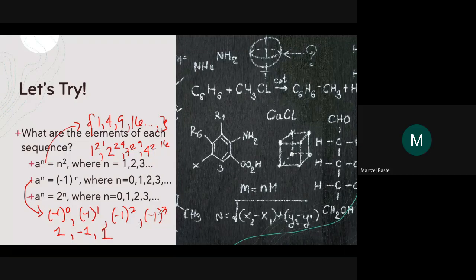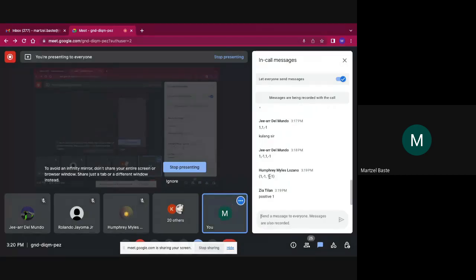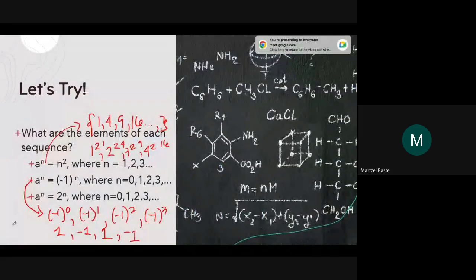And then this one, since odd number siya, negative 1, because if this is positive, then if you multiply again the number by negative, the resulting value will be negative. So alternate siya: 1, negative 1, 1, negative 1, 1. Gets, guys? Mga naka-gets bitaw? Everybody? Tama. Okay, how about the third one?